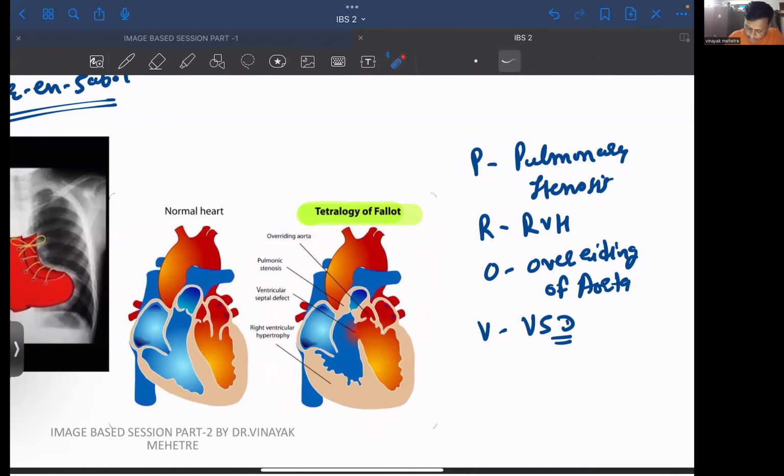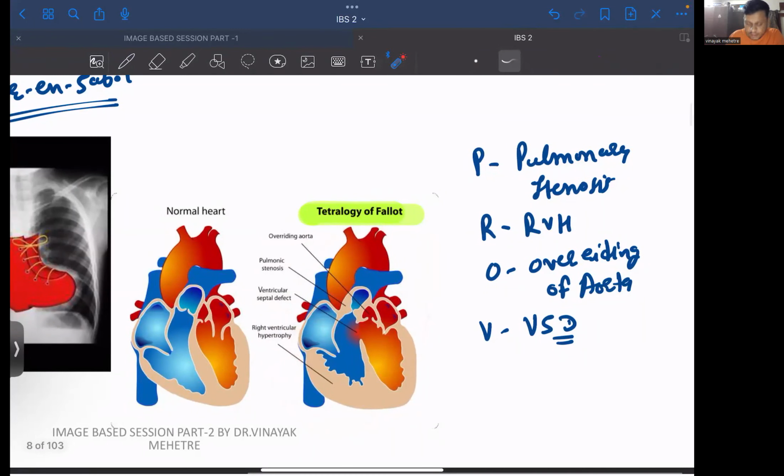Ventricular septal defect, a defect in the septum of the ventricles. Overriding of the aorta over both ventricles, right? Then comes right ventricular hypertrophy. Okay, right ventricular hypertrophy. This you will see in tetralogy of Fallot.